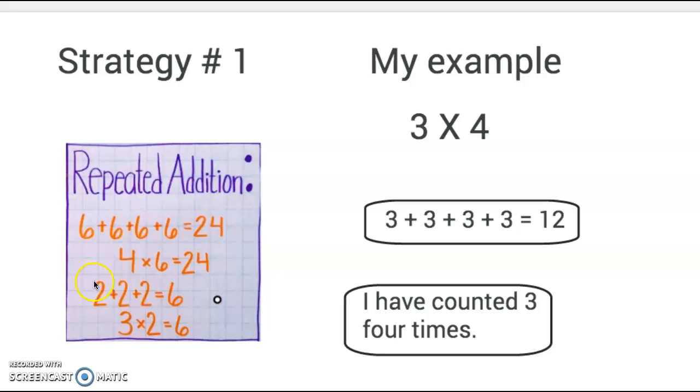Then there is 2 plus 2 plus 2 equals 6. And that strategy is showing the multiplication sentence 3 times 2 equals 6. We've added 2 3 times. And so now my example, 3 times 4, would be shown as 3 plus 3 plus 3 plus 3. I've added 3 4 times, and that equals 12.